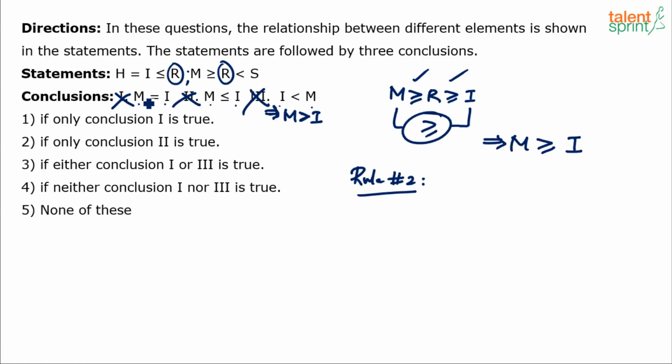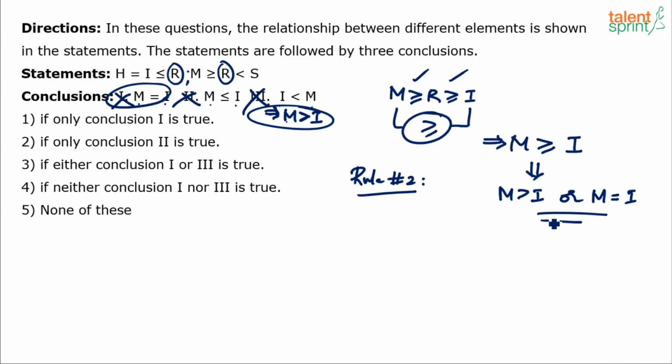However, if you now combine conclusion 1 with conclusion 3, 1 tells us that M is equal to I. 3 tells us that M is greater than I. So either of these two has to be correct because that's the result, right? M is either greater or equal to I. What do you understand from this? So here either M is greater than I or M is equal to I.